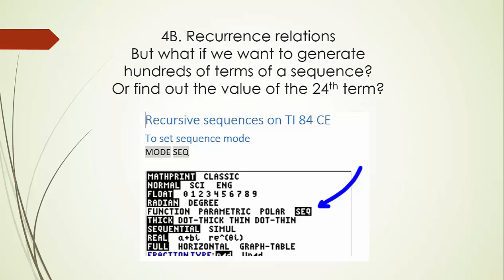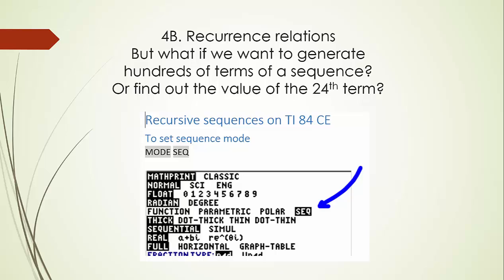Easily done. Nothing else to do. Now, this description here is for the 84CE. I do have screenshots of what it's like on an old TI-84 if you've got one of those still. First thing you've got to do is to set yourself into what we call sequence mode. So numbers, sequences, patterns, same thing.